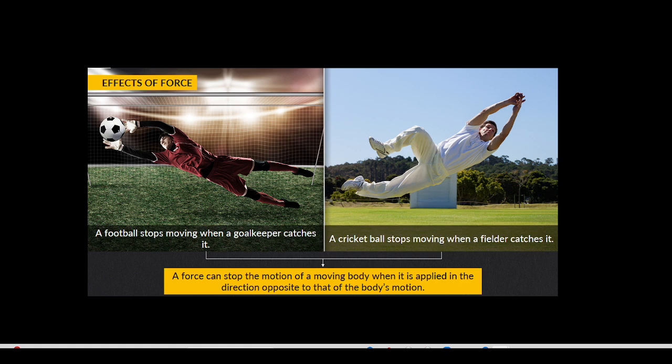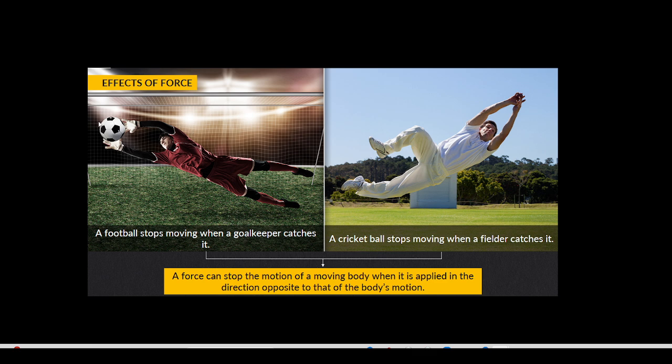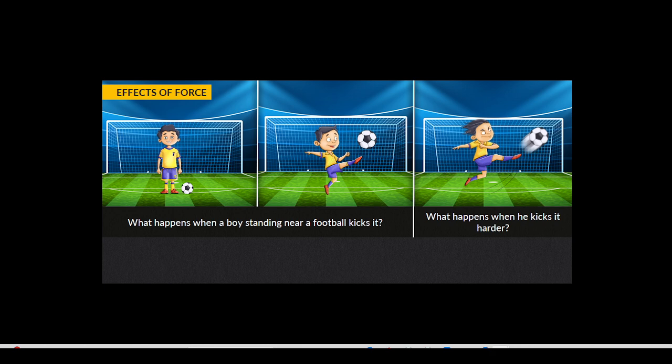So a force can stop the motion of a moving body when it is applied in the direction opposite to the body's motion. The direction should be opposite, because if the ball is going towards the right, he would apply force in the opposite direction to stop it, right? Okay, that's great.